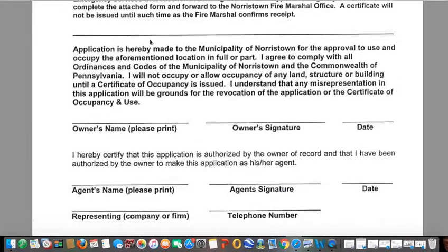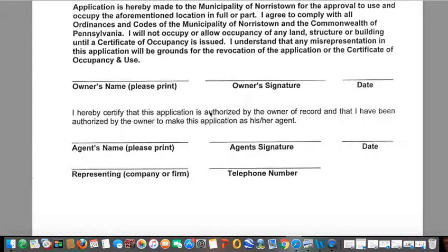Moving down, asks for the owner's name, please print. Who are the owners? We are. So that's going to be the PCBLT-Tim Stover. And disregard the owner's signature. We will sign that once the application has been uploaded. The agent's name, please print, simply disregard. Representing company or firm, simply disregard. And the only reason why I'm asking you to disregard is because I will be physically filling that out myself along with this signature.